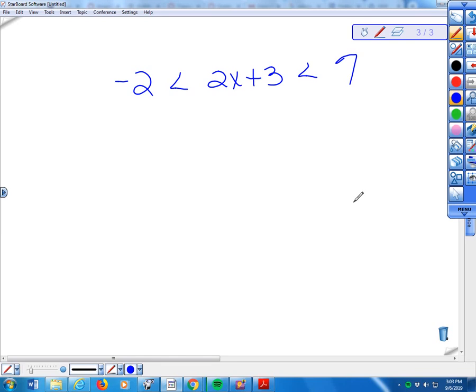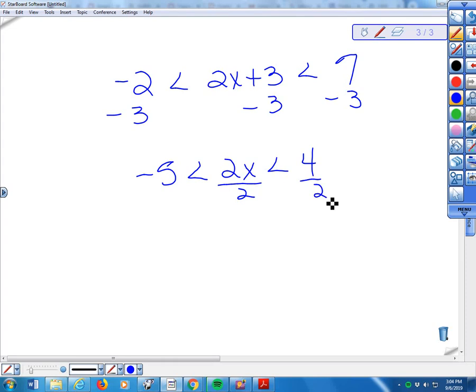Oh, so you're minus 3. So if I subtract 3, yep, I'm going to subtract it from both sides. And now, if I divide by 2, I've got to divide by 2 on both sides. So negative 5 halves is less than x is less than 2.